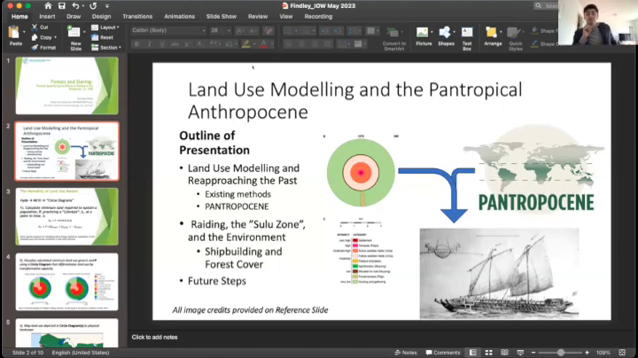So in this particular project, I will quickly try to give a brief summary of the modeling system we use and the mentality behind it, and how that intersects with Panthropocene, and how ultimately that brings us into the topics of this particular conference, particularly raiding the Sulu zone and the environment. And I'll focus at that point on shipbuilding and forest cover and the kind of signals that these models can pick up, as this is a more indirect approach to trying to chart the environmental impacts of slaving and raiding.